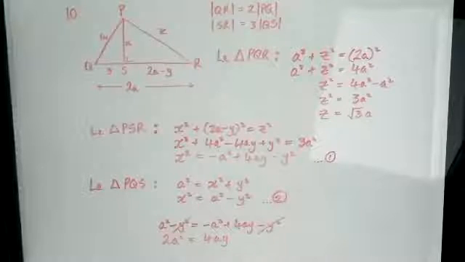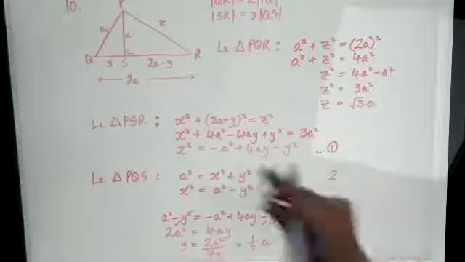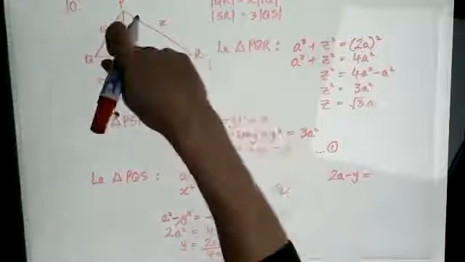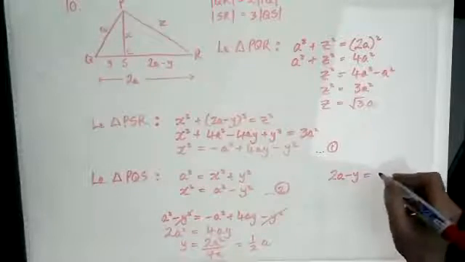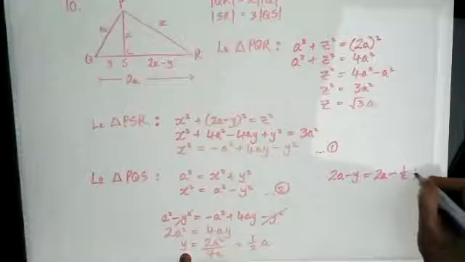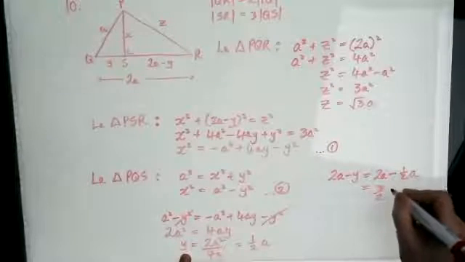So Y equals 2A squared over 4A, which is A over 2. Now we look at SR: 2A minus Y equals 2A minus A over 2, which equals 3A over 2.